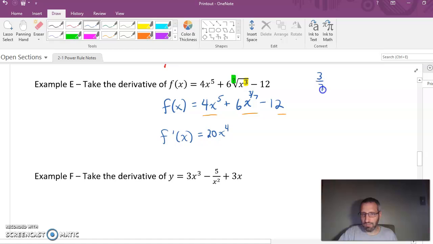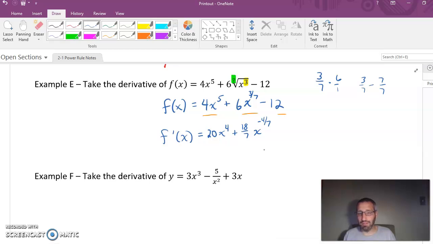3/7 times 6, I'm just going to write that out here. 18/7, oh man, so plus 18 over 7, x to the 3/7 minus 1, so 7/7, negative 4/7 maybe? And then the derivative of negative 12 is 0. That one's ugly. And you might be able to simplify some of these, but after taking the derivative with the power rule once, just leave it like this.